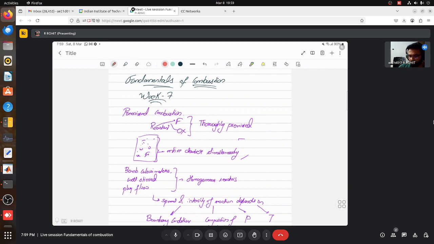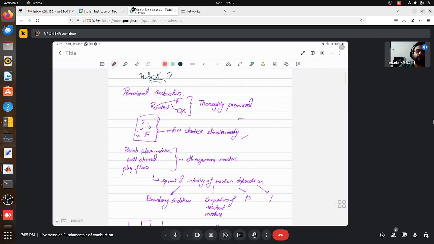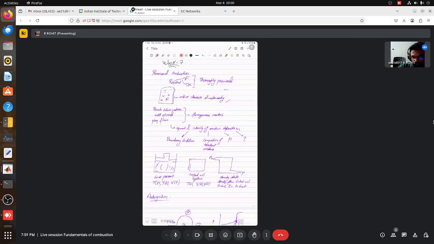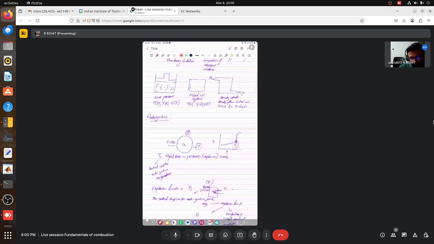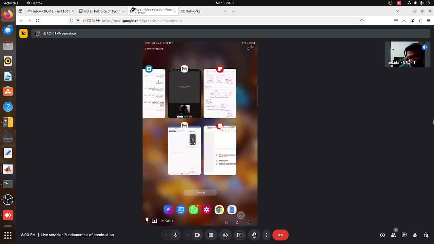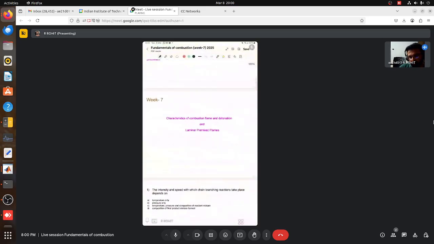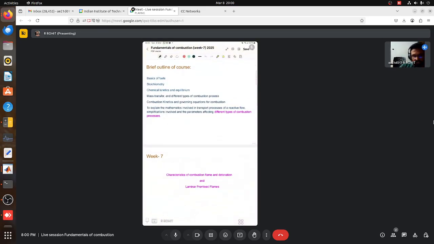So that said, now I will move on to the second half of our session, where we will try to solve some problems. So we saw the characteristics of combustion flame and detonation, and we dealt with laminar premixed flames, a basic overview of the theory that was covered in week 7.